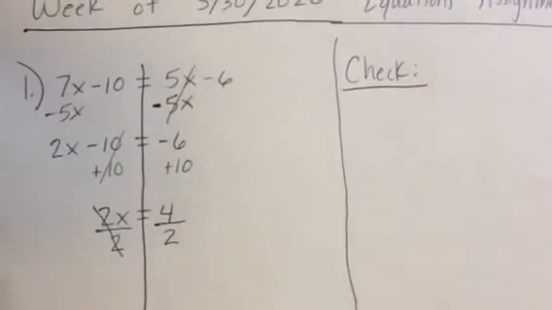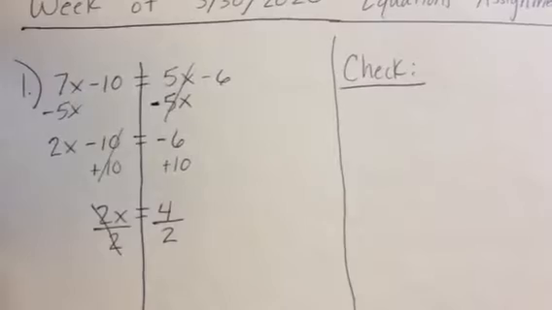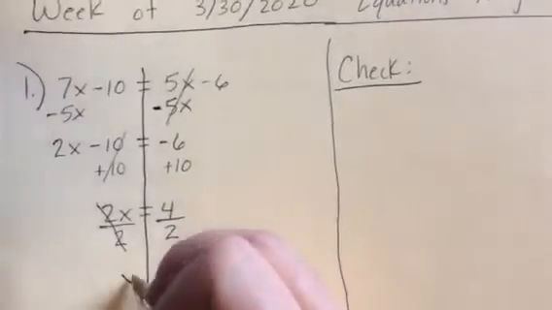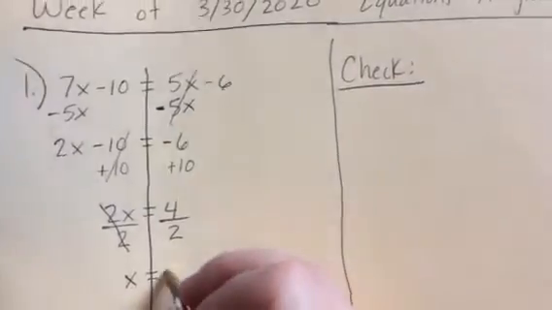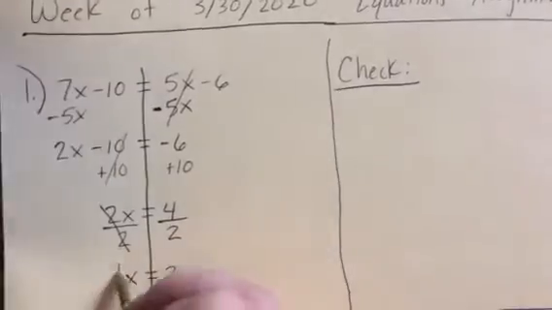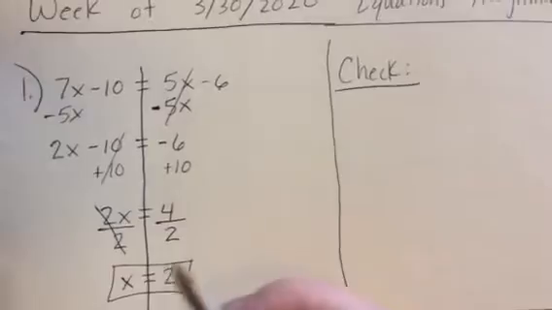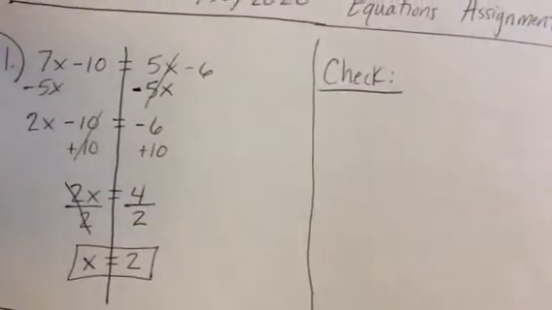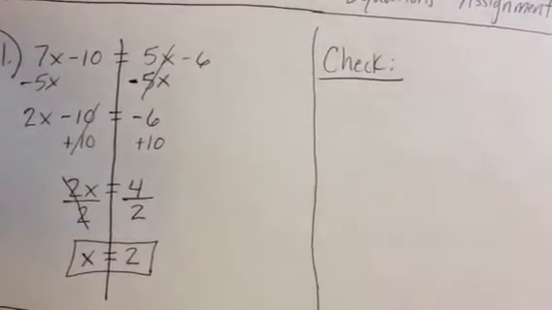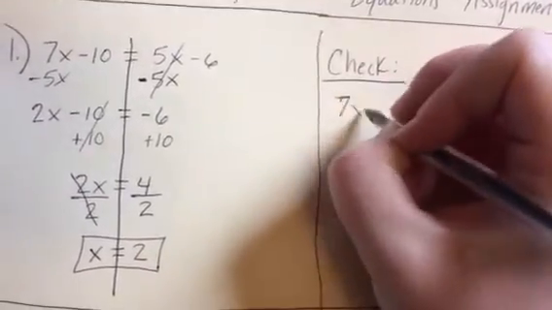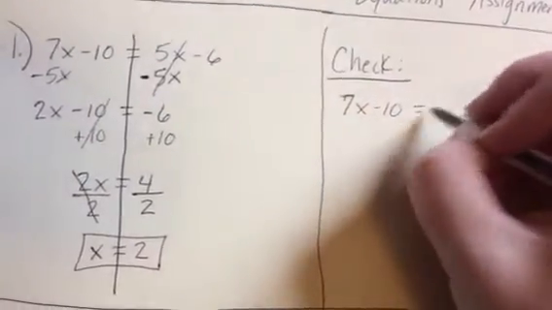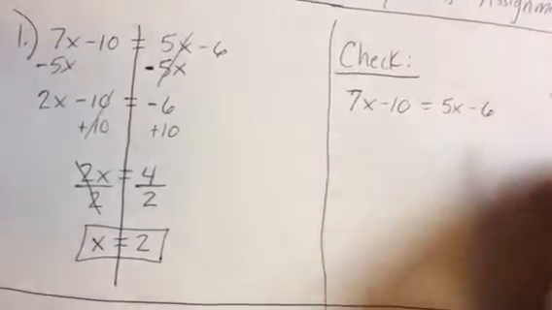2x divided by 2 is just 1x, because 2 divided by 2 is 1. So you can either write 1x or just x. And then 4 divided by 2 is 2. So we have our answer. Now we want to make sure that it makes our equation true, and then we know that we did get the right answer. So I'm going to write my original equation, 7x minus 10 equals 5x minus 6.